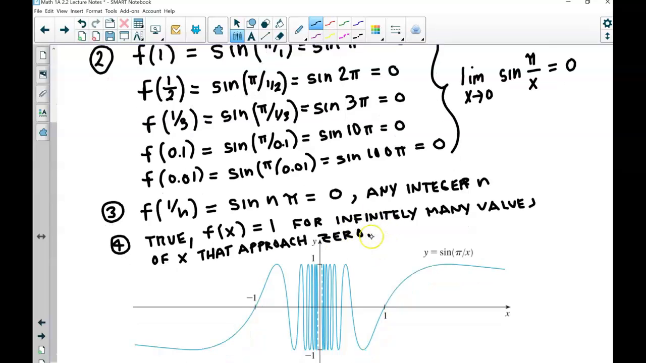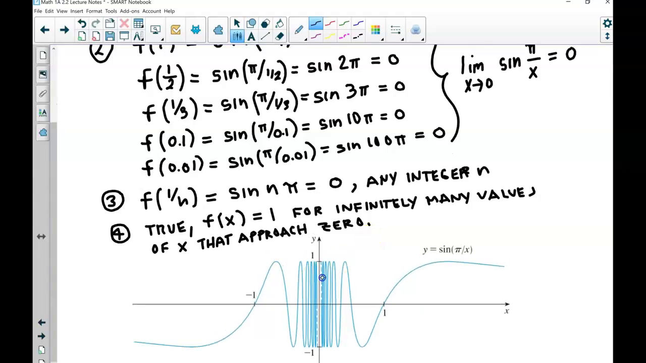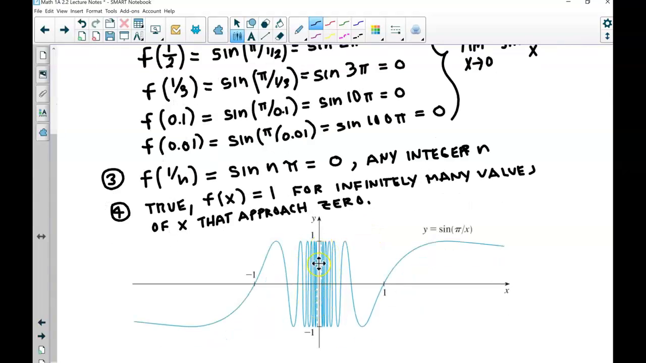Okay, so when we look at this graph here, you can see that it's oscillating here. As it's approaching here and here, you can see that it's approaching the value of 1. So the dashed lines near the y-axis here indicate that the values of sine of pi over x oscillate between -1 and 1 infinitely often as x approaches 0.